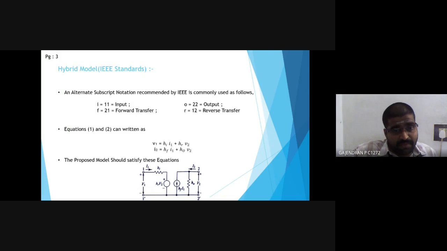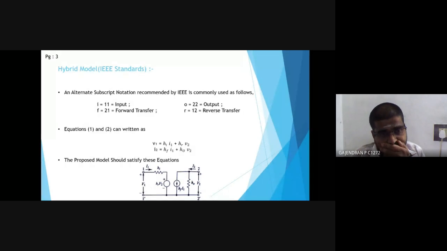In the place of 2 2 they applied O, and in the place of 2 1 they applied F. Similarly, in the place of 1 1 they applied I, and in the place of 1 2 they applied R. By having those equations, they proposed a model, the hybrid model, and the hybrid model is given in the picture below.